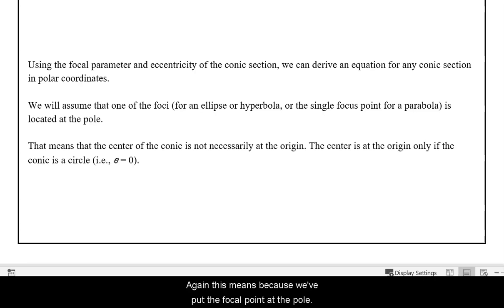Again, this means because we've put the focal point at the pole, that in fact the center of the conic section is almost certainly not at the pole, unless of course it's a circle. The circle is the only conic section where the center and the focal point coincide. In that case, we would have the center providing both the focal point and the center at the same location. Let's take a look at how we can use just the focal parameter p and the eccentricity e to derive the equation for any conic section in polar coordinates.